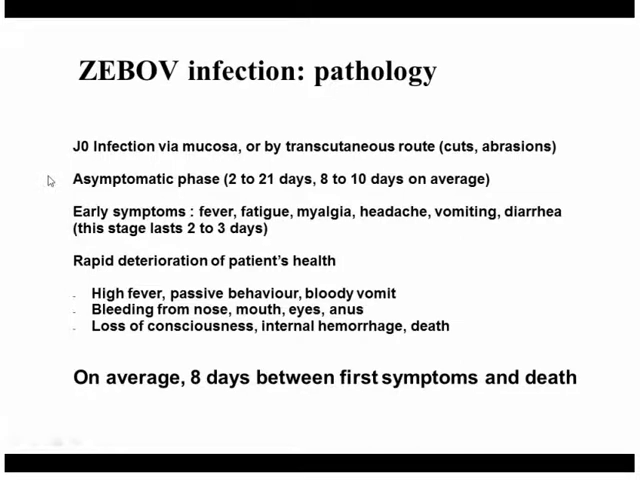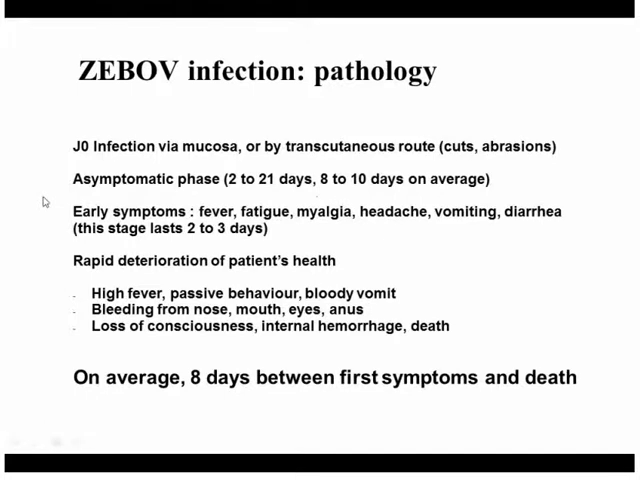Firstly, you'll have an asymptomatic phase. Currently 2 to 21 days, you'll have no symptoms, you won't know you're infected. The average of all Ebola virus outbreaks has been 8 to 10 days. Apparently for this West African epidemic, the average incubation period is about 11 days.